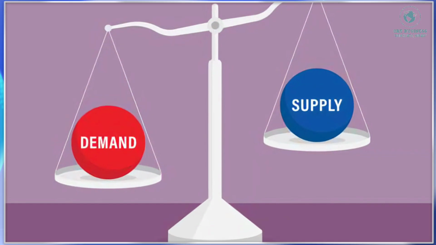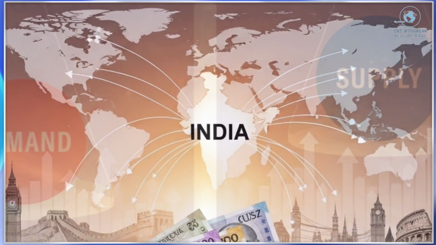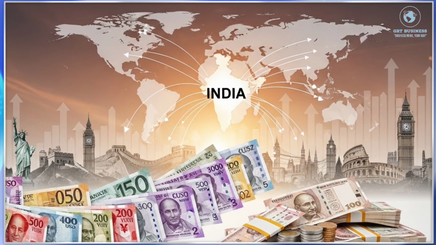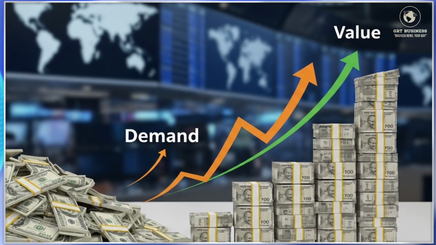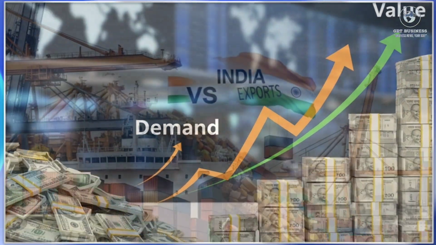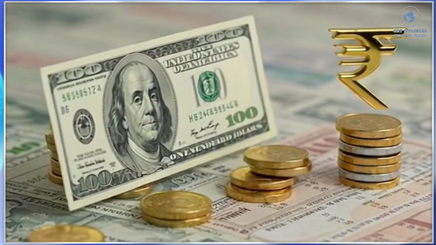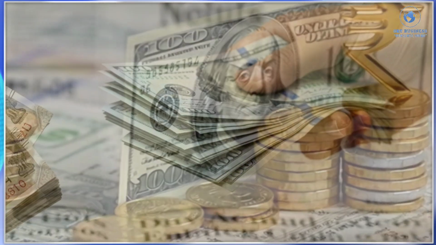Now the question is, how does this demand and supply actually form? Suppose countries around the world are buying more goods from India. To make payment, they will need rupees. They will sell their dollars and buy rupees. This increases demand for the rupee, and its value strengthens. On the other hand, if India is importing more goods, especially essentials like oil, India will need dollars. In that case, rupees will be sold to buy dollars and the rupee may weaken. But the story isn't that simple.